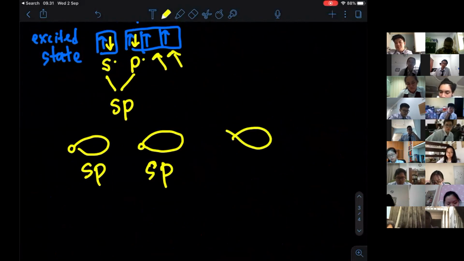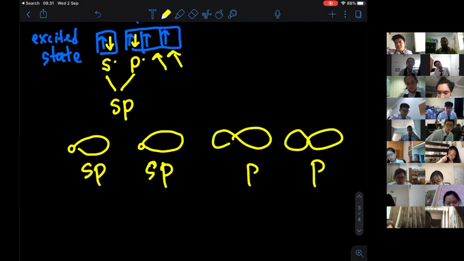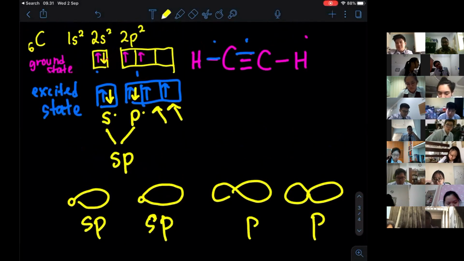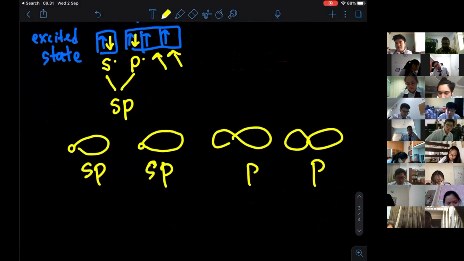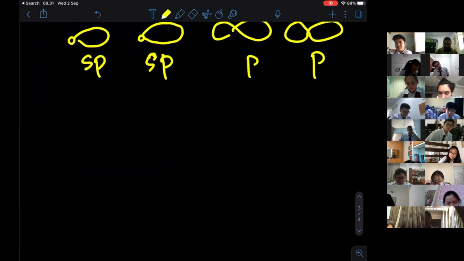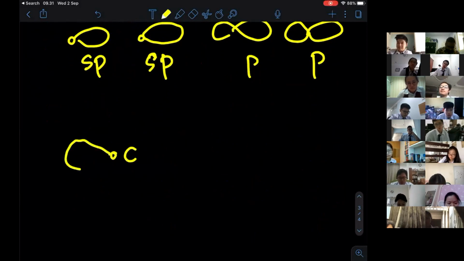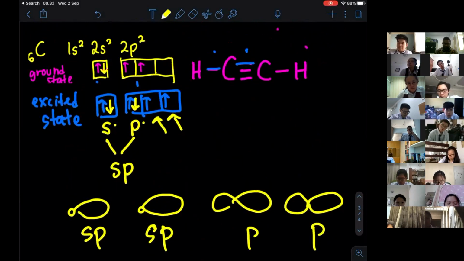Now I am going to have 2 sp orbitals, and the rest do not get hybridized. So I'm going to have something like this, p and p. So what's going to happen when I have this kind of situation? You will have something like this, carbon, something like this, and you have 2 carbons.